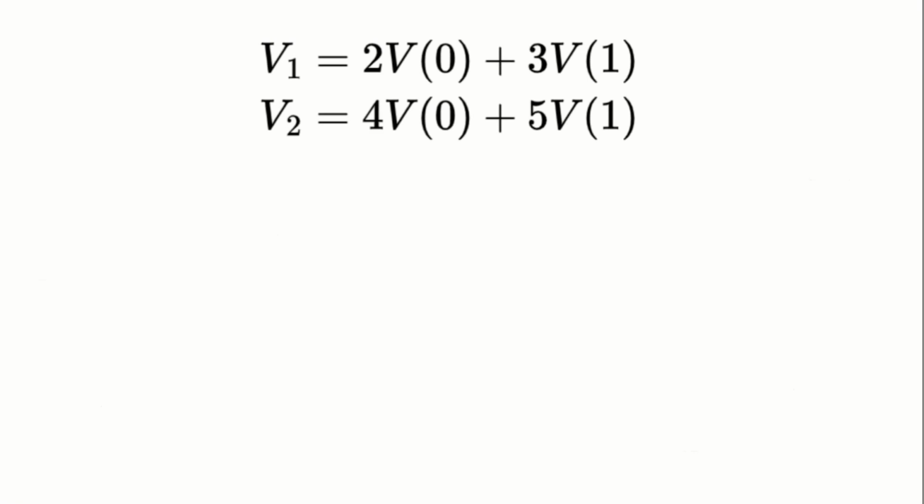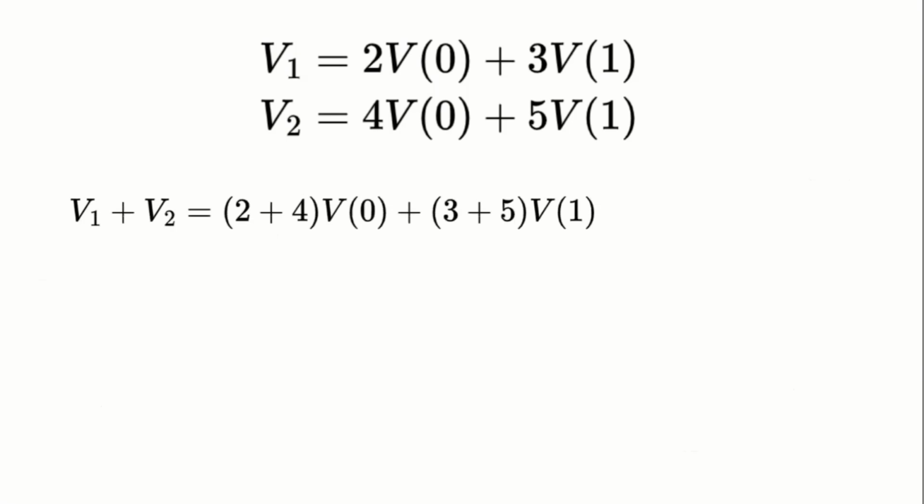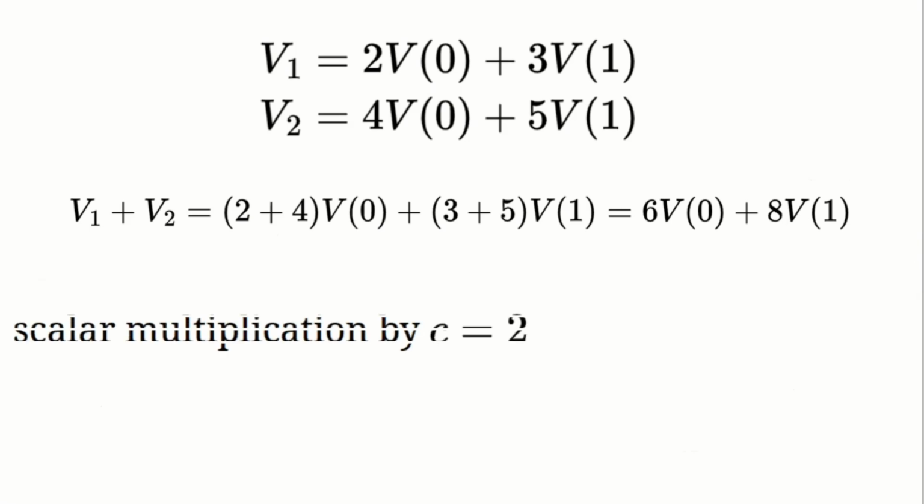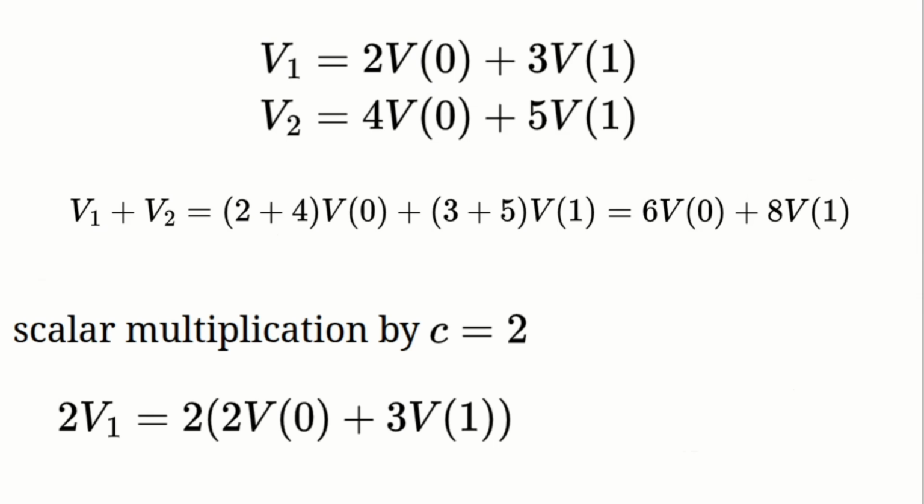Example calculations. Let's work through an example. Consider two virtual numbers. v1 equals 2 times v of 0 plus 3 times v of 1. v2 equals 4 times v of 0 plus 5 times v of 1. Using the axioms, we can compute their sum. v1 plus v2 equals 2 plus 4 times v of 0 plus 3 plus 5 times v of 1. This simplifies to 6 times v of 0 plus 8 times v of 1. Similarly, if we multiply v1 by a scalar c equals 2, we get 2 times v of 0 plus 3 times v of 1 equals 2 times v of 0 plus 2 times 3 times v of 1. This simplifies to 4 times v of 0 plus 6 times v of 1.